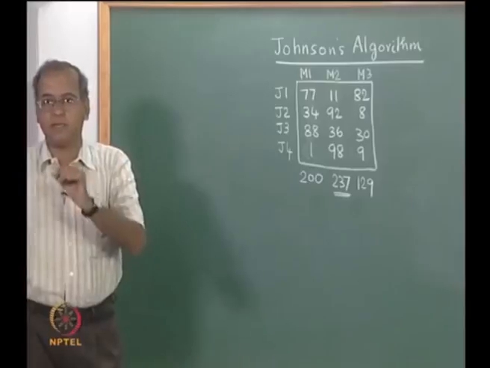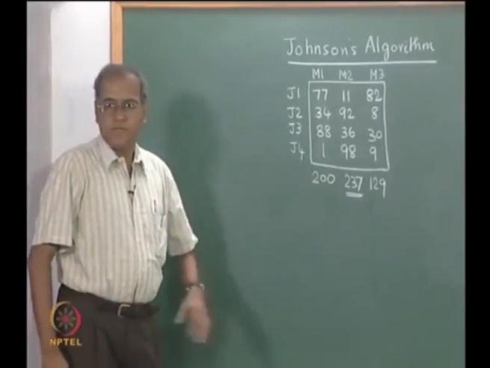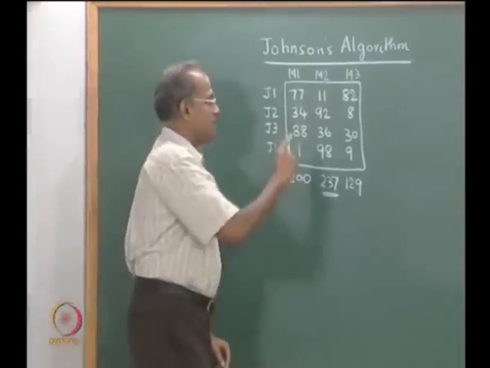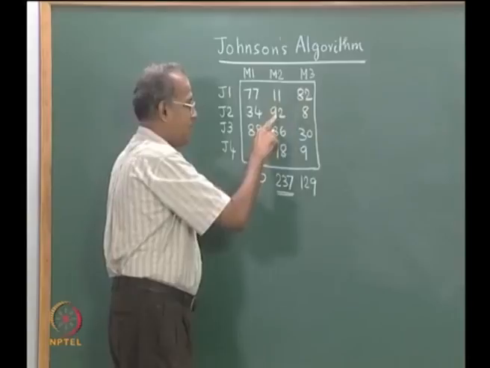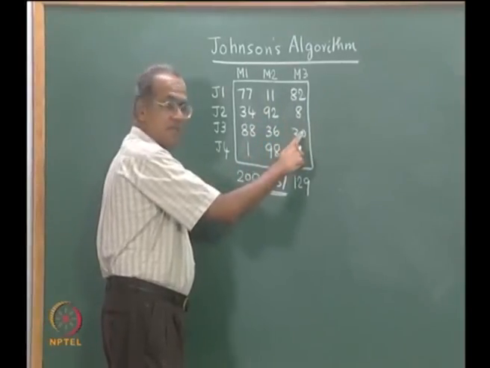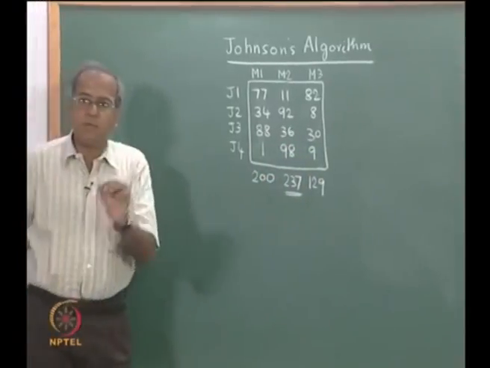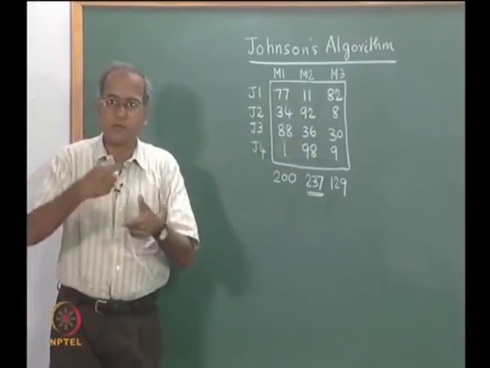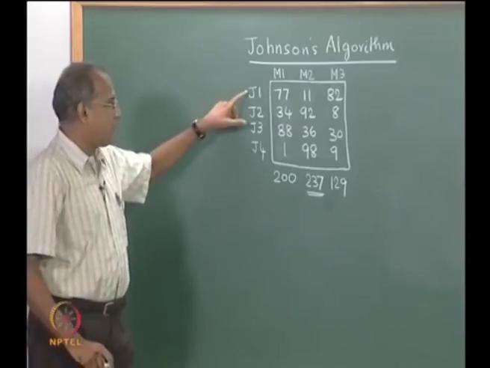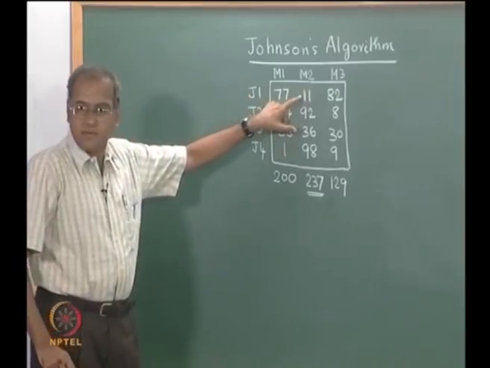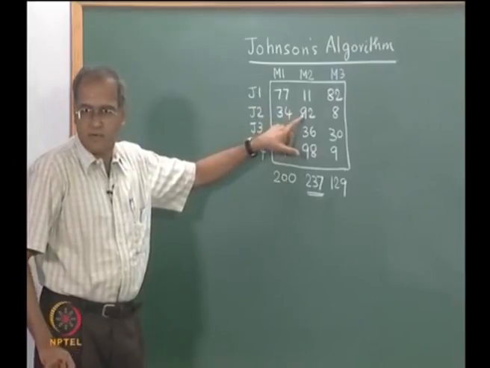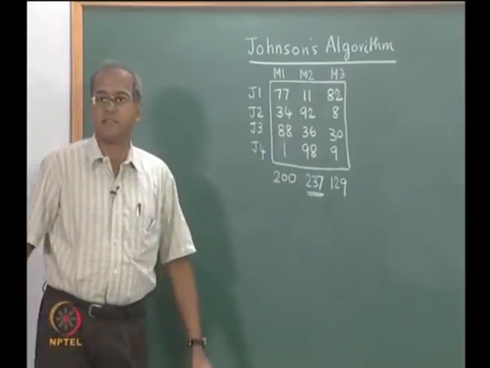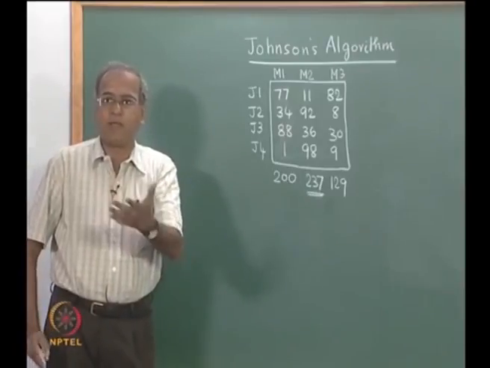So, the minimum possible increase after this 200 is the minimum of the sum of processing times on M2 plus M3. So, now we realize that this is 11 plus 82 is 93, this is 92 plus 8 is 100, this is 66, this is 107. So, the minimum increase that will happen has to be 66, because one of these 4 jobs has to be the last job on the machine, and if job 1 happens to be the last job, then there is an additional 93. If job 2 happens to be the last job, there is an additional 100. If job 3 happens to be the last job, there is an additional 66. If job 4 happens to be the last, there is an additional 107. So, definitely the makespan will go up by 66.